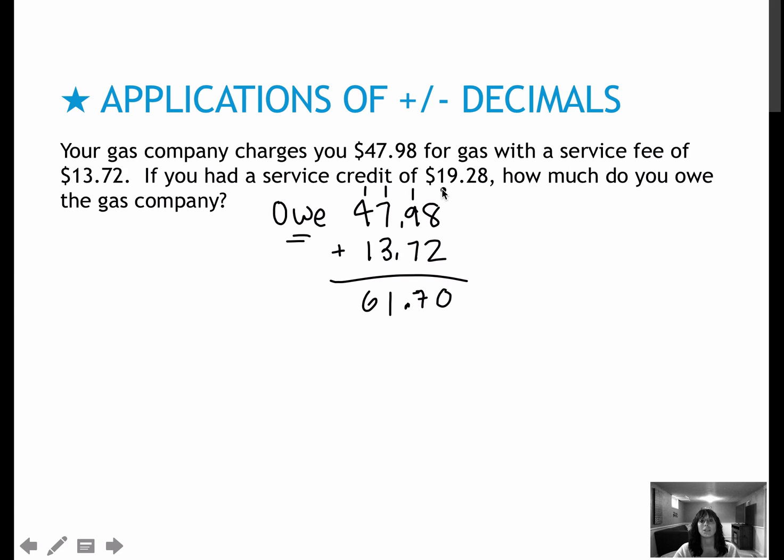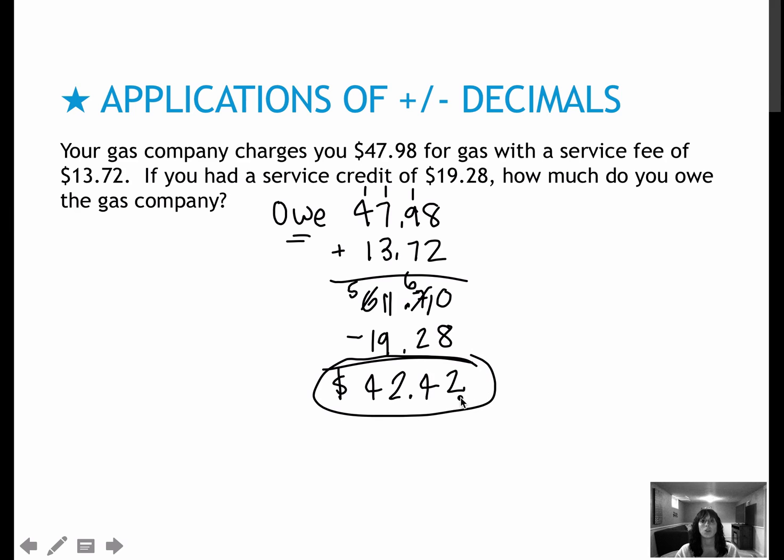Now let's take a look at what this means. I have a service credit of $19.28, which means maybe I had overpaid 1 month, or maybe they're being nice, whatever. Probably not just being nice. But that's going to take away from how much I owe. So now I'm going to subtract that $19.28 from the total. And to subtract, I'm going to need to borrow. 10 minus 8 is 2. 6 minus 2 is 4. I have to borrow to subtract 9 from 1. So 11 minus 9 is 2. And 5 minus 1 is 4. And so even though my bill was $61.70, I owe $42.42.